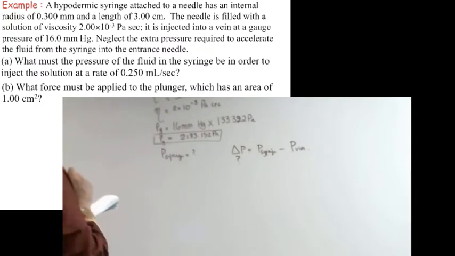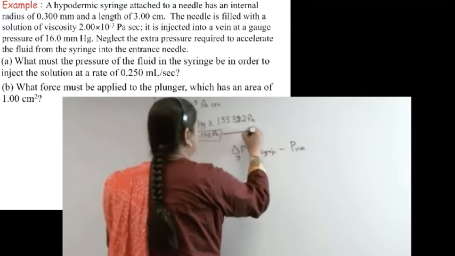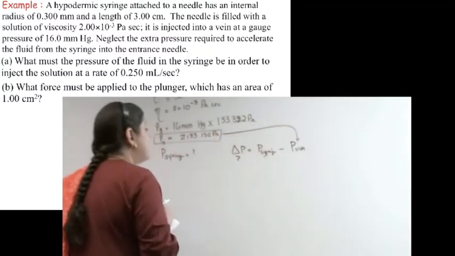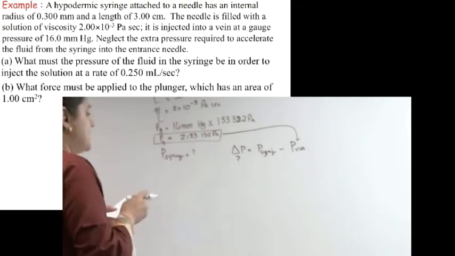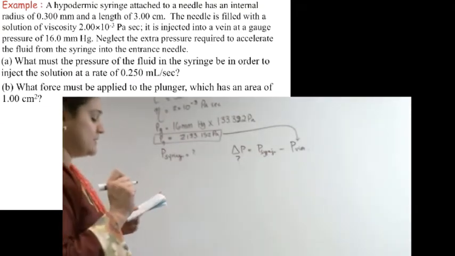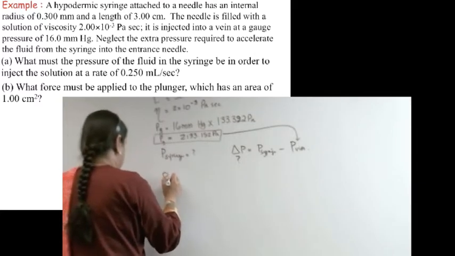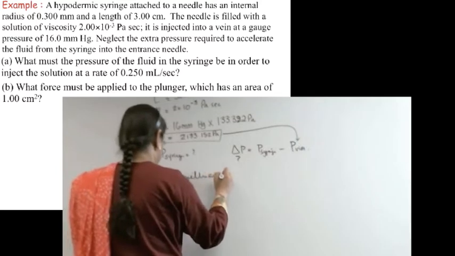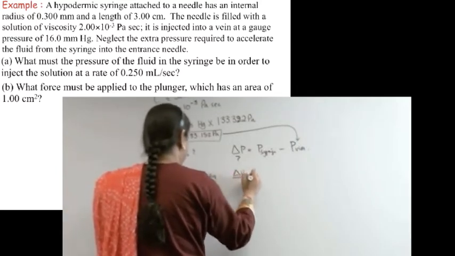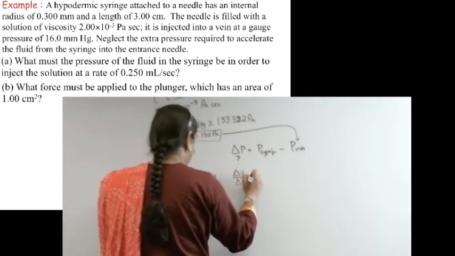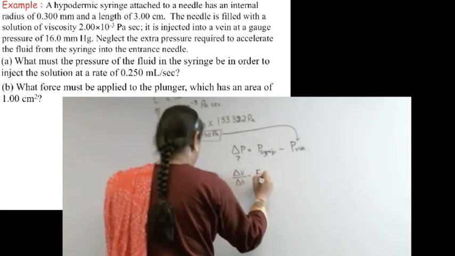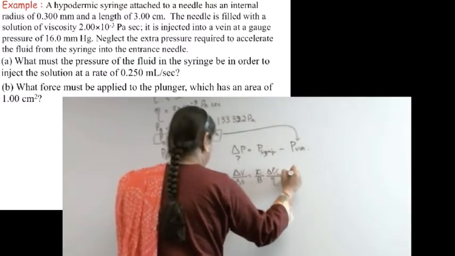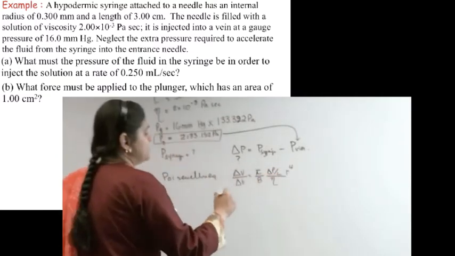So this is going to be my gauge pressure, which is going to be the same as my vein pressure, but I still need delta P. Now how do I calculate delta P? In order to calculate delta P, I'm going to use Poiseuille's equation, which states delta V over delta T equals pi over 8 times delta P over L divided by eta R4. So I need to rearrange this.